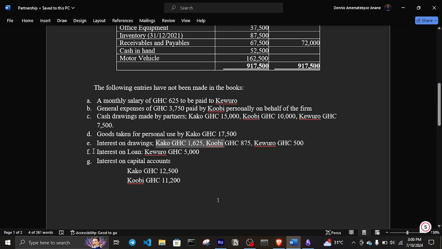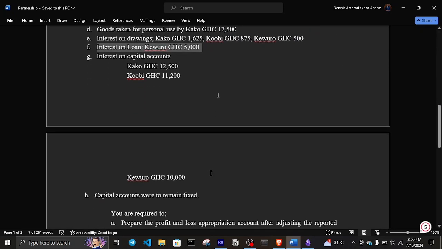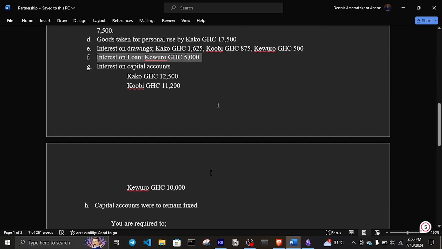Next is interest on loan, 5,000. In our previous video, we dealt with the interest on loan in the income statement. Next is interest on capital accounts. Remember that all the partners contributed money to the business, and therefore they need to have some returns from the money that they have contributed to the business. So the returns are the interest that they will earn from the money that they have given to the business.